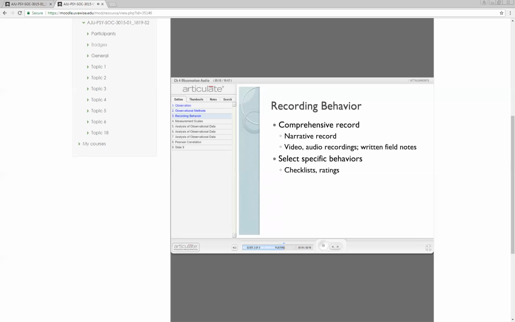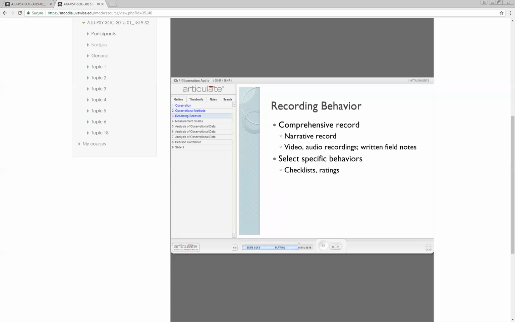However, while comprehensive records are wonderful and very useful, they're also a lot of work and require some things that not all participants agree to, like video recording. So another strategy for collecting or recording behavior is selecting specific behaviors that the researcher is interested in. In this case, the researcher has to know what their hypotheses are to begin with, what they are interested in, and then they create a checklist of the behavior or some kind of rating scale.